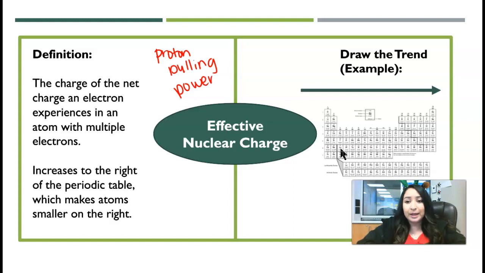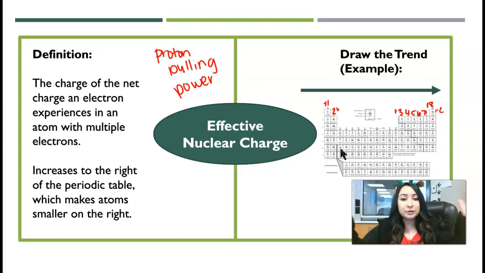So it increases as you go to the right, right? So this first column will have an effective nuclear charge of 1. Then I have a 2, this is 3, 4, 5, 6, 7, 8. And then of course it's 2. But remember, they are positive because it's proton pulling power. So the more those protons are pulling on those valence electrons, the closer it is bringing them together.